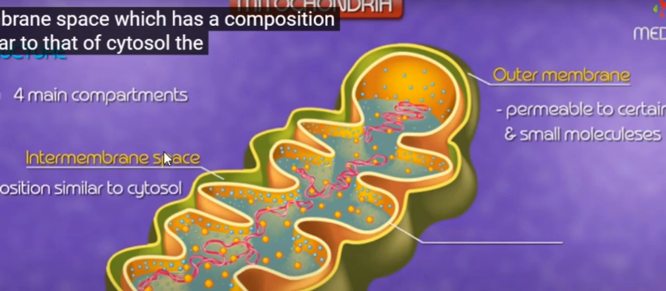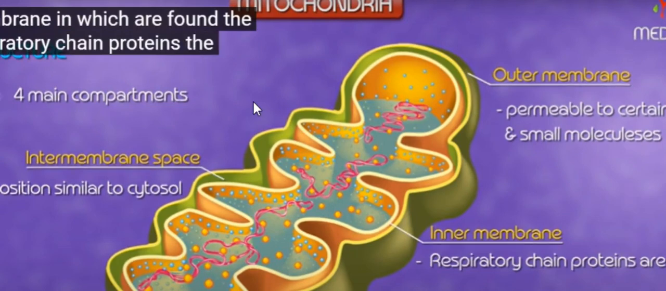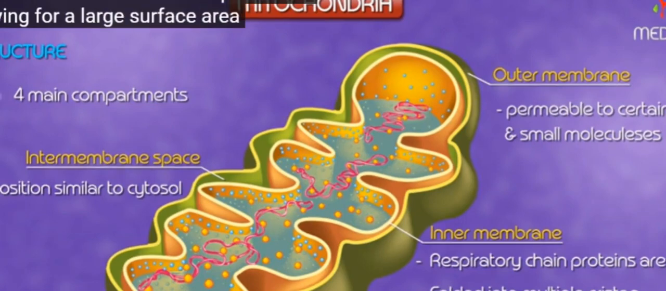If you extract all the organelles from the cytoplasm, you will have the cytosol. Is it clear to everyone? So whatever the composition of cytosol present in the cell, the intermembrane space, the space between these two membranes of mitochondria, contains a similar composition. Then the inner membrane, in which are found the respiratory chain proteins. The inner membrane is folded into multiple cristae, allowing for a large surface area.